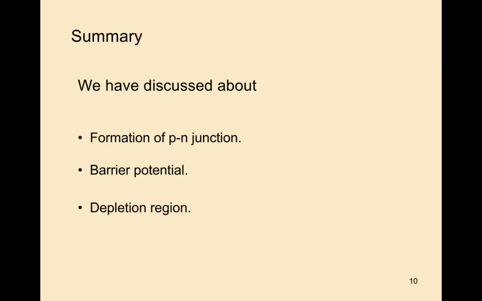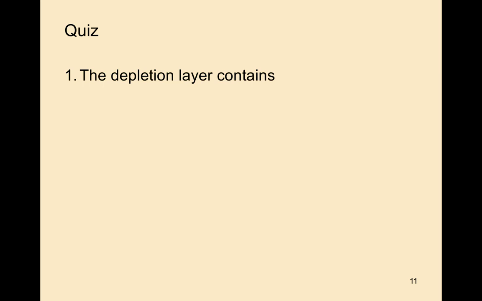So what we discussed up to now: how the p-n junction is formed, how the barrier potential is generated, and how the depletion region is formed. What is the depletion region? After this region, no diffusion process exists. We discussed all these three points. Let us see some quiz questions related to today's topic.